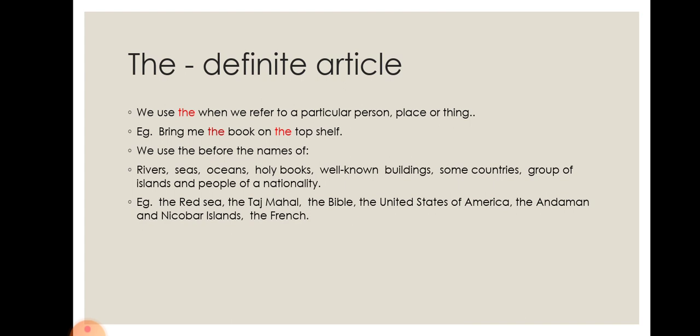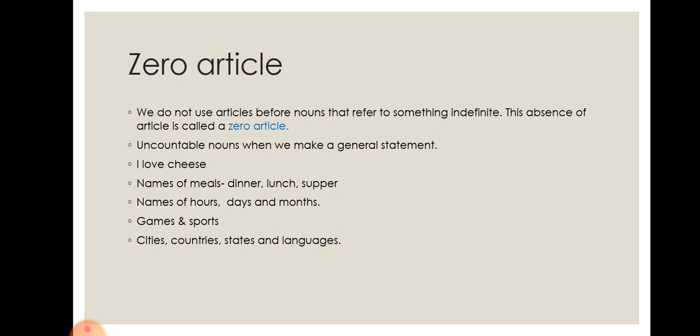Likewise, the United Kingdom, the United Arab Emirates. So that is only a special case for certain countries. Otherwise, with the rest of the countries, we will just refer to them by their name itself without using any article. Now we will move on to the next one, which is maybe an unfamiliar one, but we use this in our daily life knowingly or unknowingly. That is called the zero article.